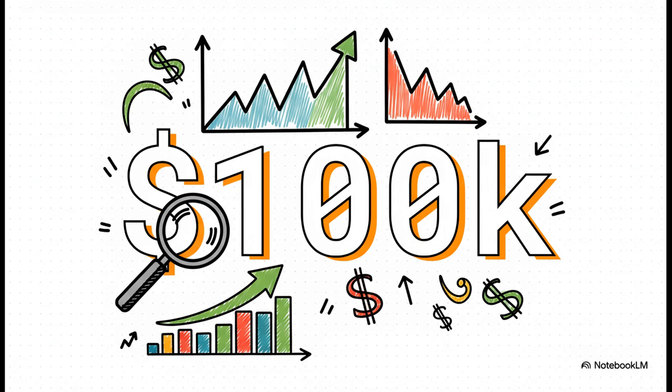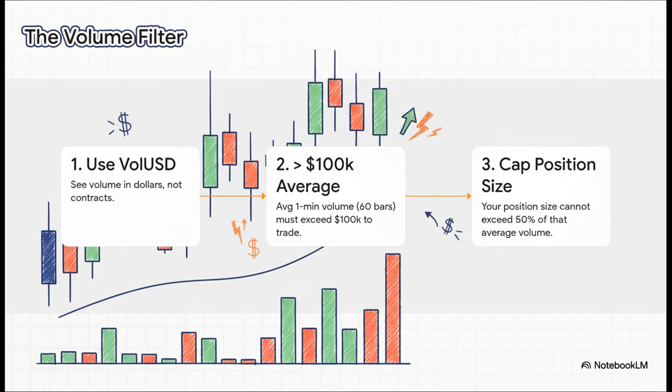How do we stay out of trouble? It's simple. You just have to remember this one number, $100,000. This number is your shield. It's your first line of defense against making a bad trade. So here it is, the filter, in 3 dead simple steps.